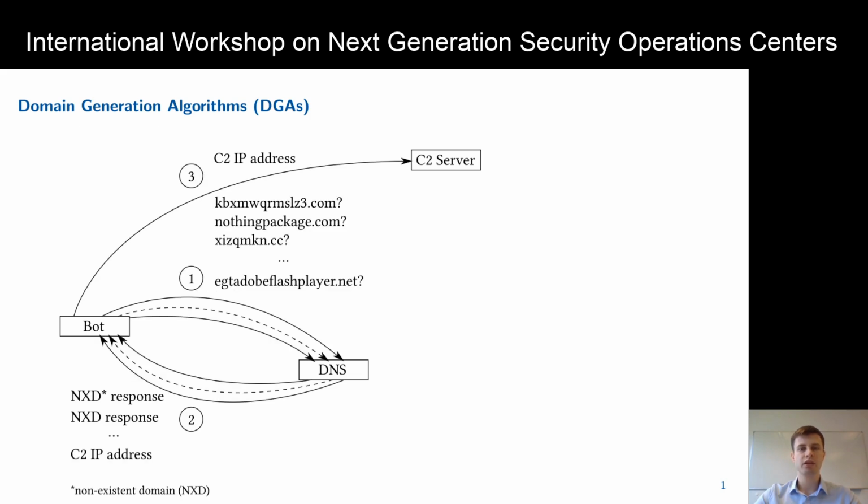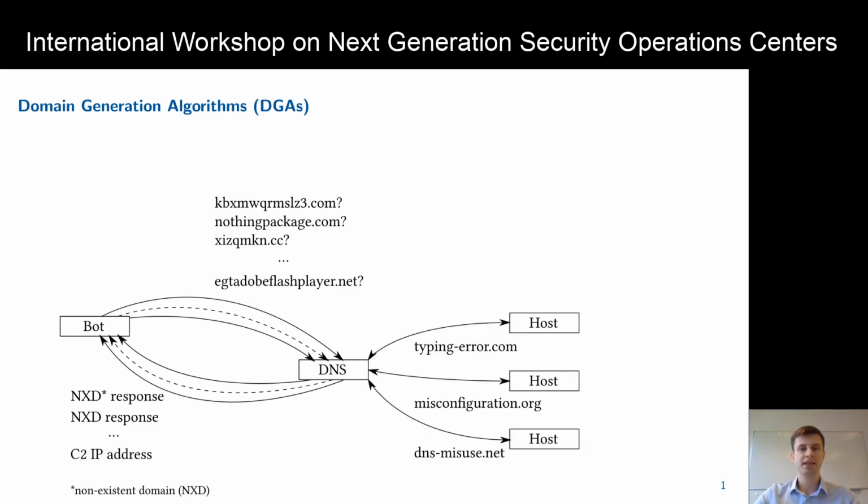This is why modern botnets rely on domain generation algorithms. A DGA is a pseudo-random algorithm generating a huge amount of domain names, which are then subsequently queried by the bot to eventually contact the C2 server. Typically, the botnet herder registers only a small subset of the generated domain names, and therefore most of the bot's queries result in non-existing domain responses. These NXDs can then be analyzed in order to detect DGA activities within networks.